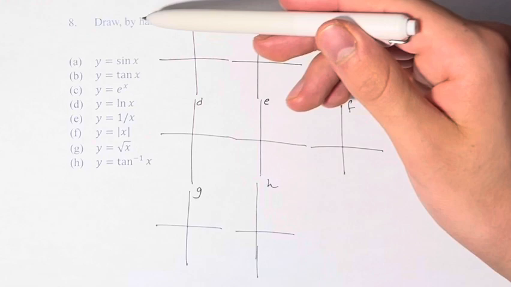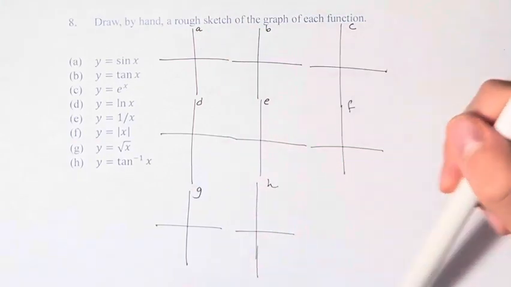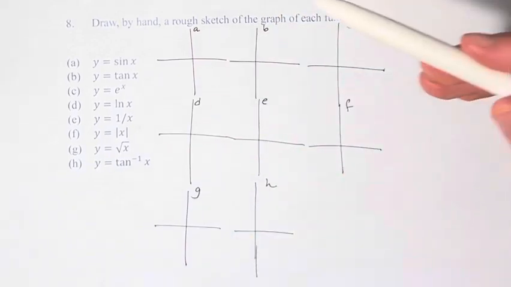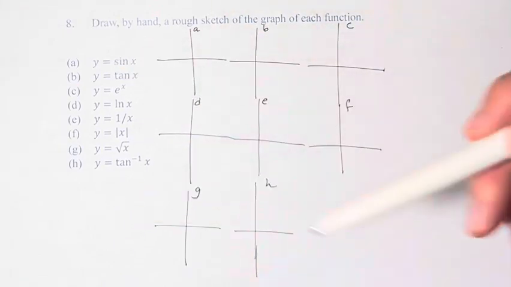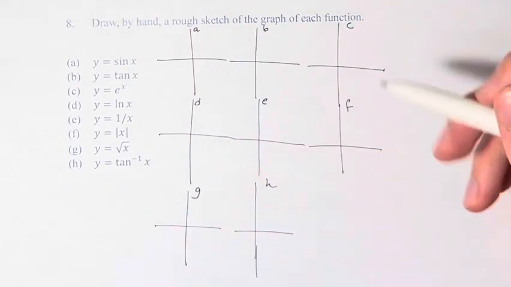In this problem, we're asked to draw by hand a rough sketch of the graph of each function. So I have 8 planes here for x and y, and we're going to graph each of these. And we're just going to be worrying about the general shape of the functions, not any actual points.